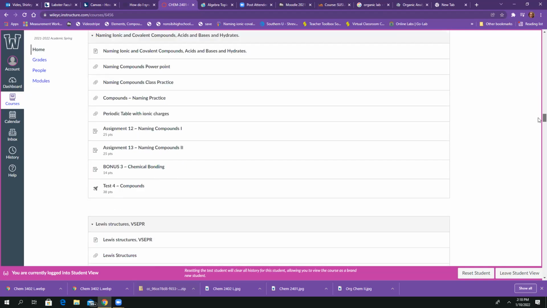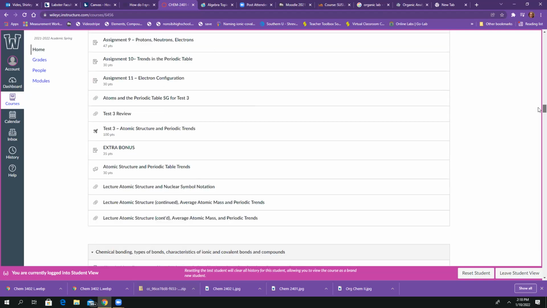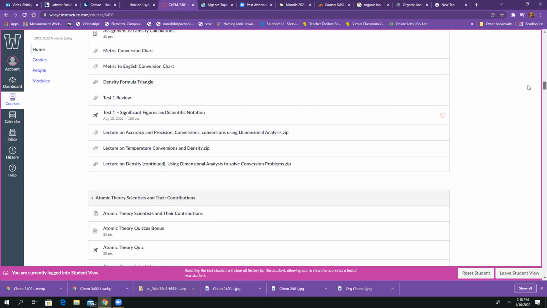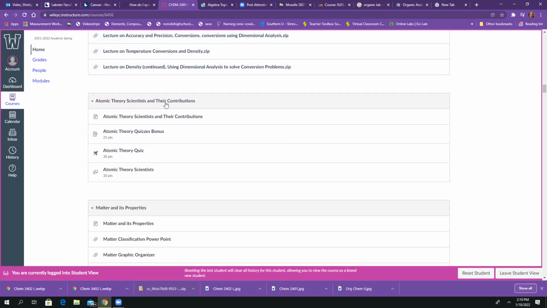All of our contributions here, all of our modules that you're seeing here have, except for the first two, of course, starting with atomic theory, scientists, their own assignments and their own discussions. Now, this one is a unique one because you can actually do it whenever you feel like, because this is one that I put online.